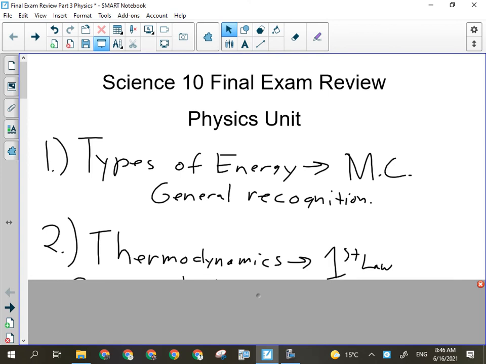And then thermodynamics. You definitely need to know the laws of thermodynamics, because they don't just apply in this unit, they also apply in Unit 4, especially the second law. So the first law of thermodynamics tells us something about the nature of energy.